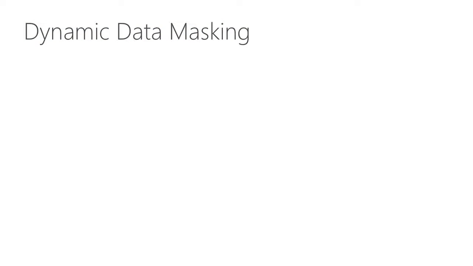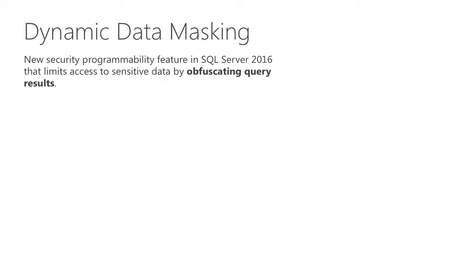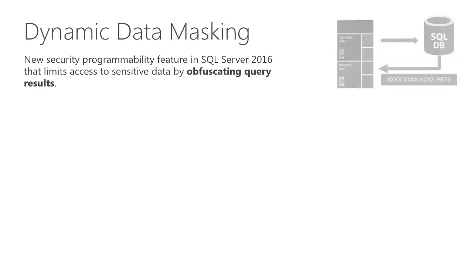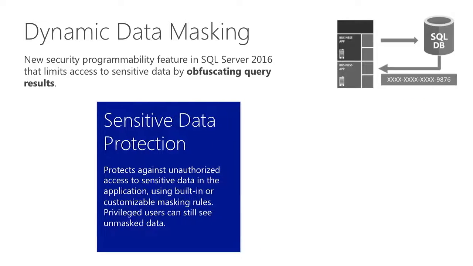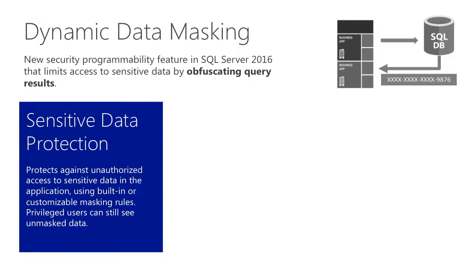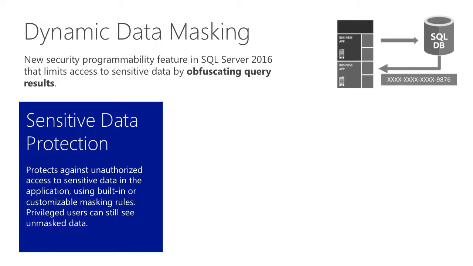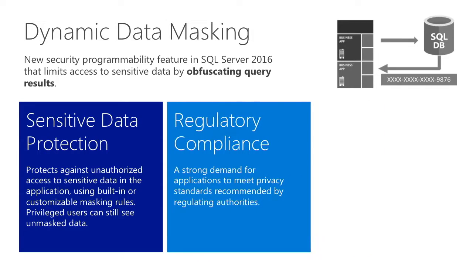So that's why we have in SQL Server 2016 a built-in feature called dynamic data masking that is a new security programmability feature that enables you to limit access to sensitive data by obfuscating query results. So what this offers is you have the ability to protect your sensitive data against unauthorized access to end users of your application using either built-in or customizable masking functions. And of course, your privileged users will still be able to see the unmasked data.